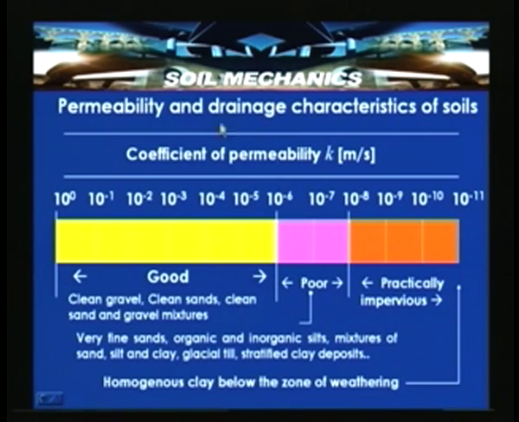So, the coefficient of permeability k in meter per second is given here. The zone with yellow is shown with a permeability ranging from 10 to the power of 0 to 10 to the power of minus 6 meter per second. The zone with pink color ranges from 10 to the power of minus 6 to 10 to the power of minus 8 meter per second, and the practically impervious zone, indicated with orange color, is 10 to the power of minus 8 to 10 to the power of minus 11 meter per second. So, you can see the range of the values of the permeability for a sandy type of soil or a gravelly type of soil.